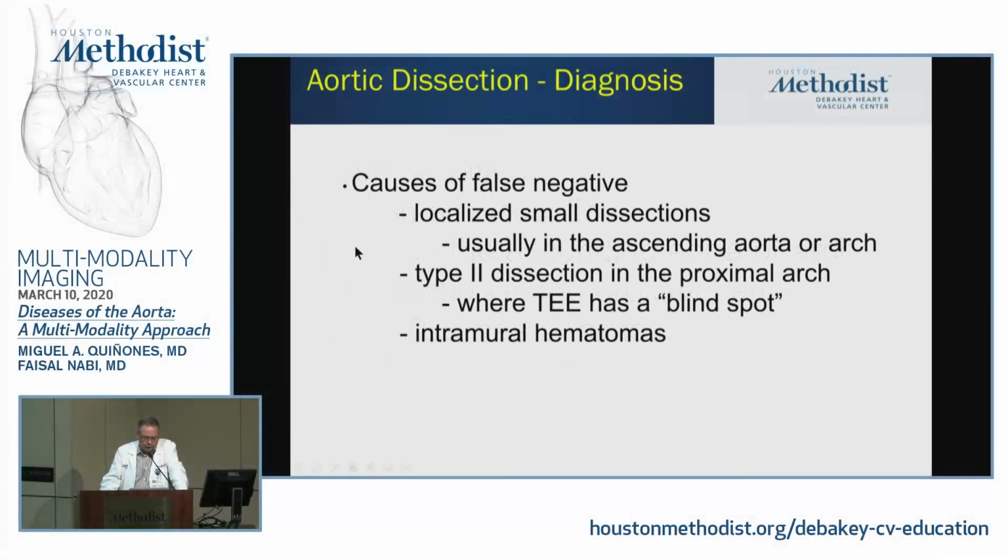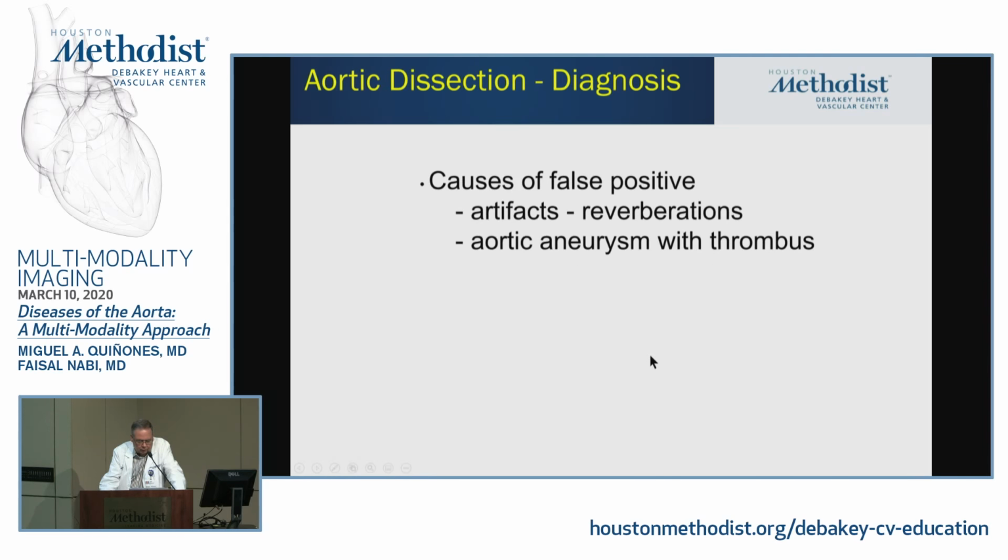For TEE, the most common cause of a false negative, if you have expertise, is basically a tiny dissection or ulcer or hematoma right in that blind spot. That really is the main thing. Same thing for a type 2. So the blind spot is usually the place where we have the most problems. Same thing for a small intramural hematoma.